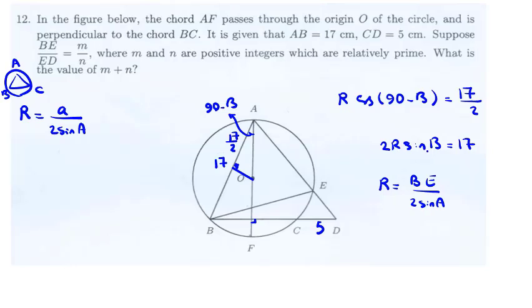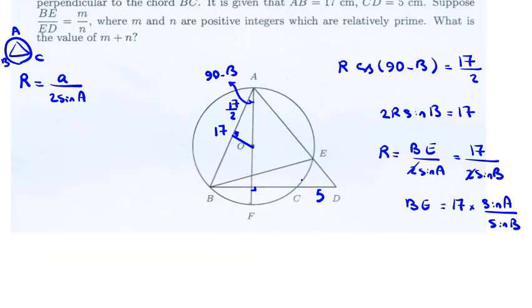And here we proved R equals 17 over 2 sine B. Now we say BE, we cancel these two, equals 17 times sine A over sine B. We found BE. Let's focus on ED.